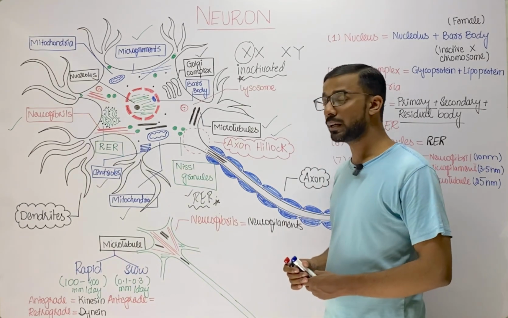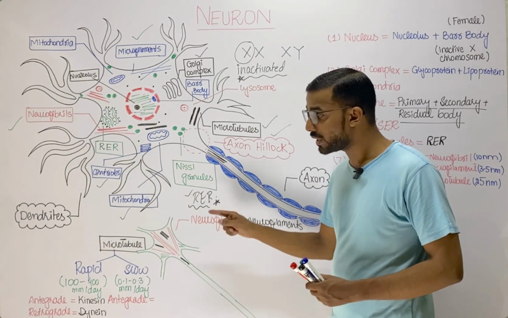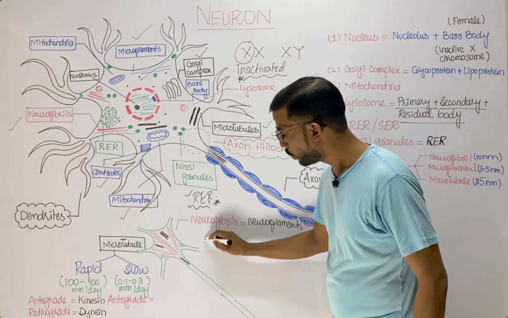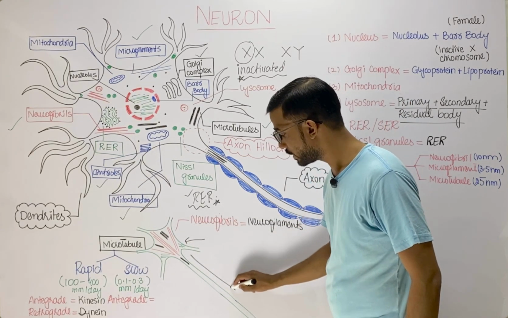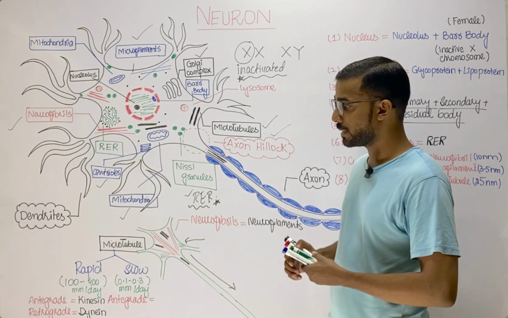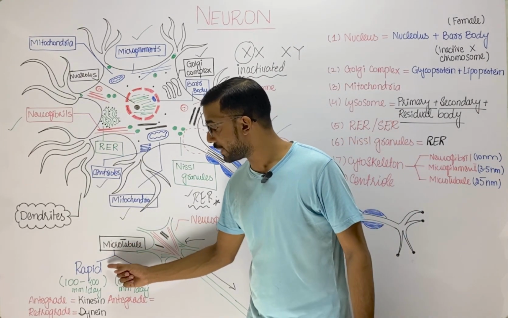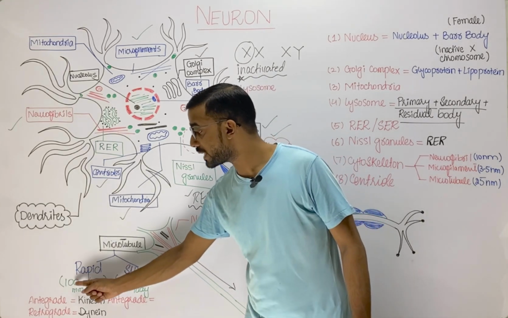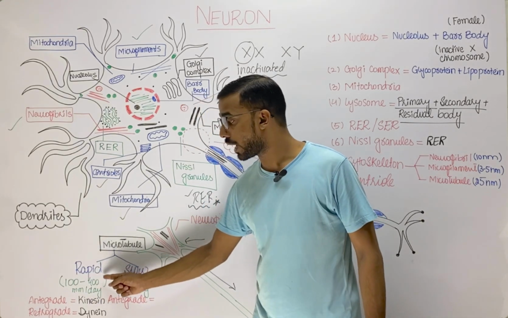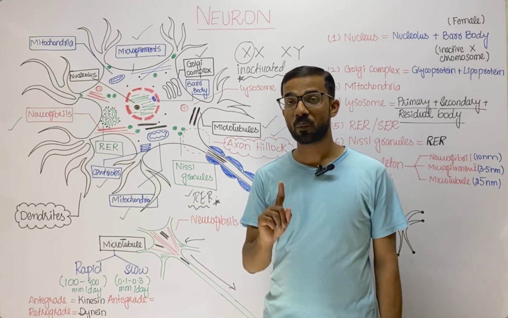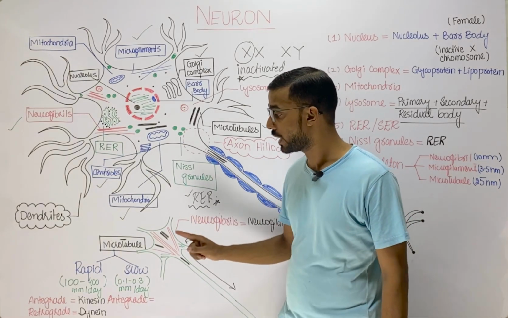So movement can be in two forms: towards the cell body and away from the cell body. So that is the important thing. Movement can be rapid and slow. Rapid movement will take 100 to 400 millimeter per day. This is the distance covered in one day, 100 to 400.